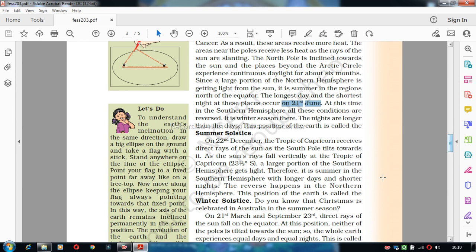Do you know that Christmas is celebrated in Australia in the summer season? In India, we celebrate it on 25th December in the winter season. But in Australia, it is in the summer season. Clear?